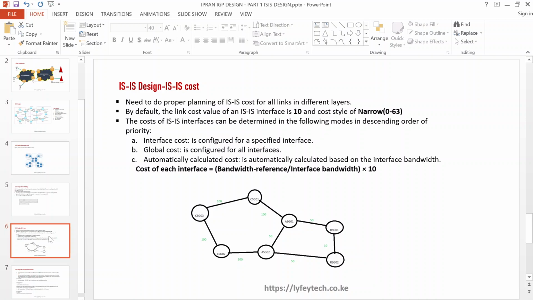Then you can also do it automatically, which means it's calculated based on the interface bandwidth. And by default, the cost of each interface will be the bandwidth reference divided by the interface bandwidth, times the default cost, which is 10. So many times you will find us changing the bandwidth reference, and then the ISIS will be able to generate the costs based on the bandwidth reference that you have specified. So always remember to do a proper planning of the costs to ensure there is optimal routing of traffic in your network.